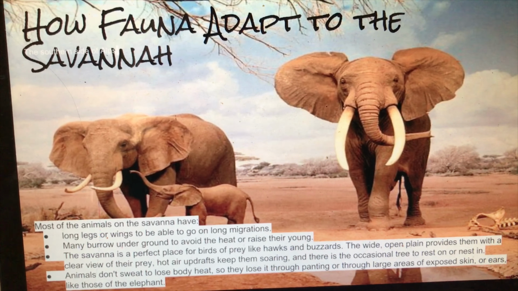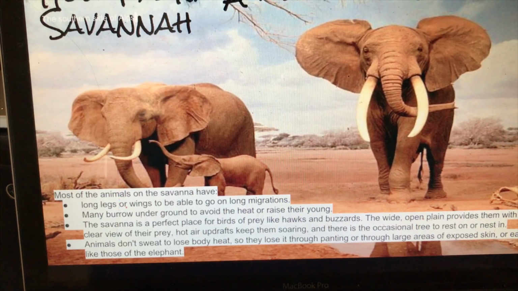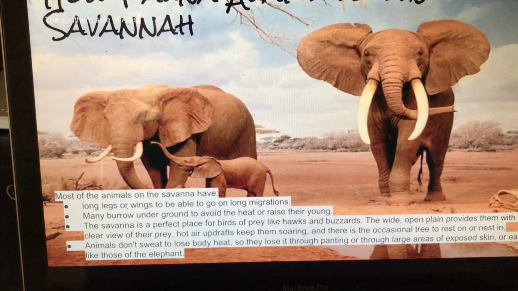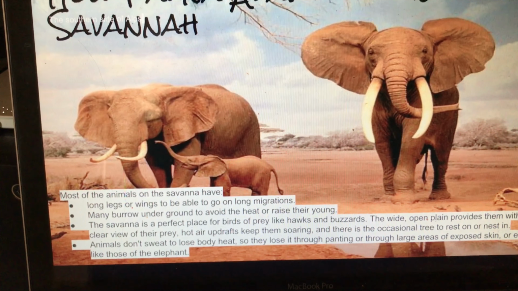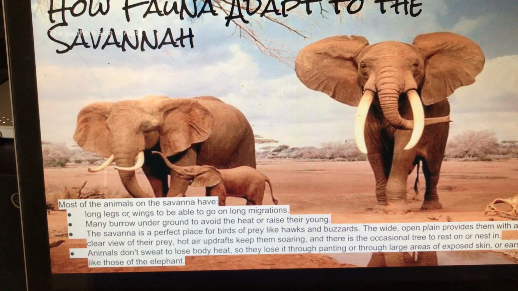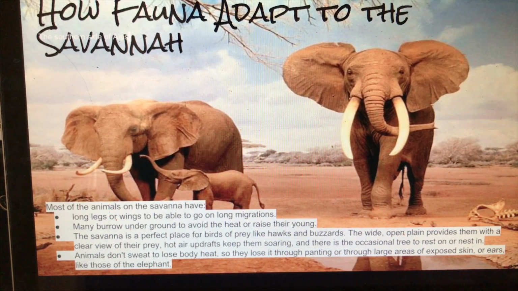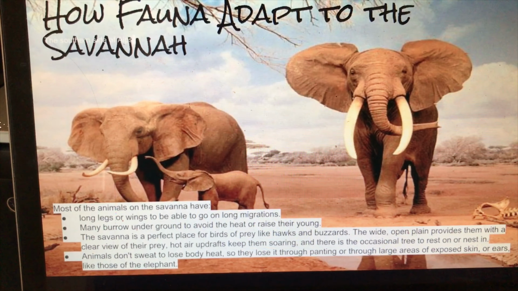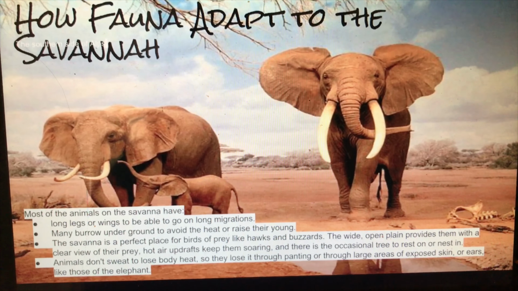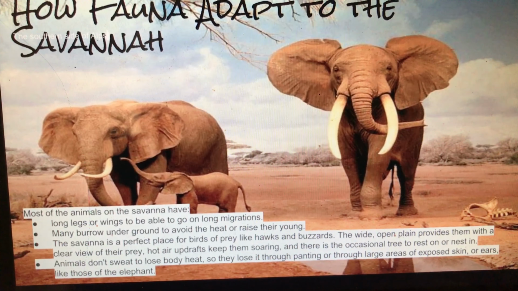How about how fauna adapt to the savanna? Well, most of the animals on the savanna have long legs or wings to be able to go on long migrations. Many burrow underground to avoid the heat or raise their young. The savanna is a perfect place for birds of prey like hawks and buzzards. The wide open plain provides them with a clear view of their prey. Hot air updrafts keep them soaring, and there's the occasional tree to rest on or nest in.